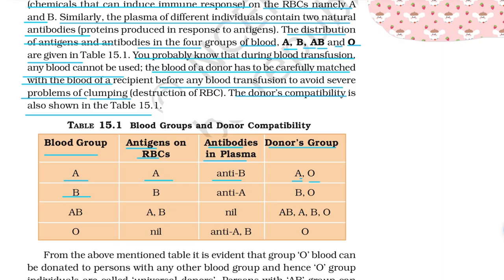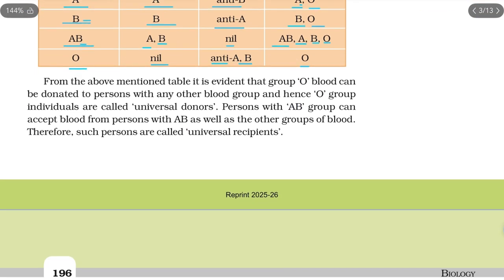B: antigens on RBC B, antibodies in plasma anti-A. Donors are B and O. So next is AB. Antigens on RBCs A and B, antibodies in plasma nil. Donors group AB, A, B, O. Blood group O: antigens on RBC nil, antibodies in plasma anti-A and anti-B. Donors group O. So O can donate its blood to all A, B, and AB.